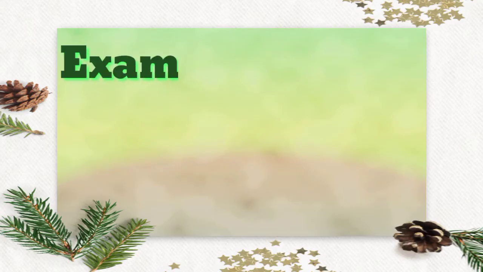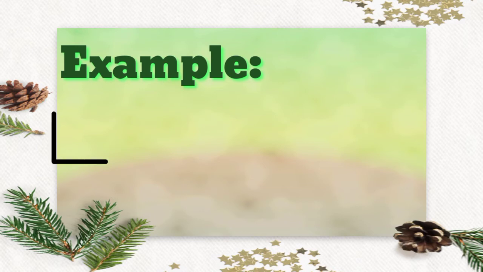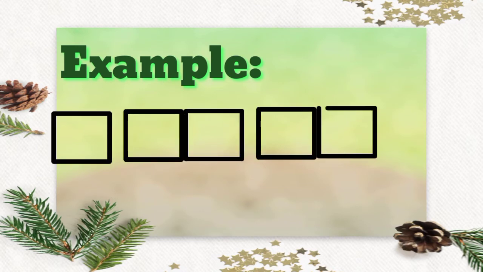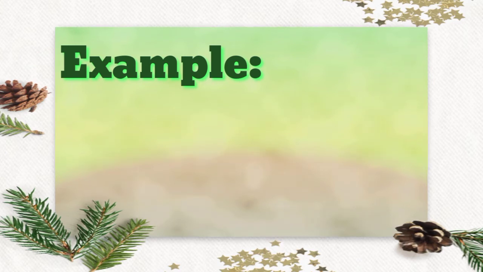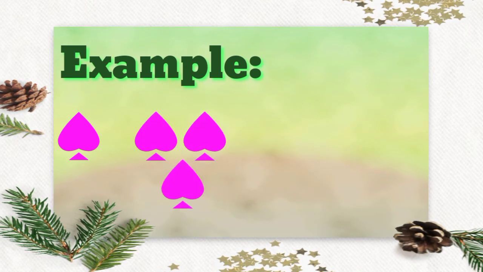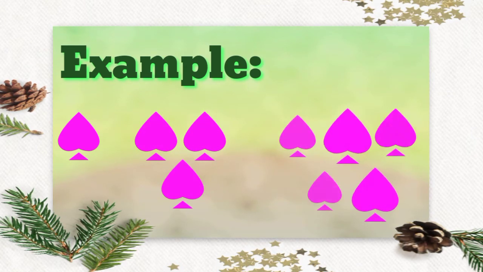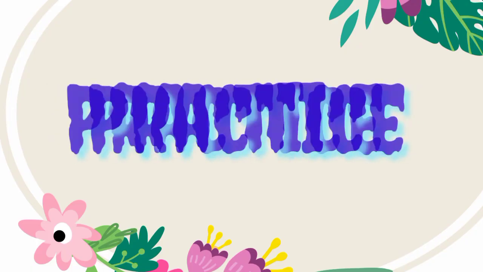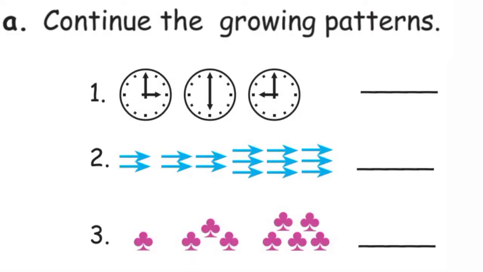Let's see the examples. See in this, first 1 square, next 2 squares, next 3 squares. It is growing on. See in this, first 1 spade, next 3 spades, next 5 spades. Like this, the pattern is growing. Okay children, let's practice. Come on. First, continue the growing patterns.